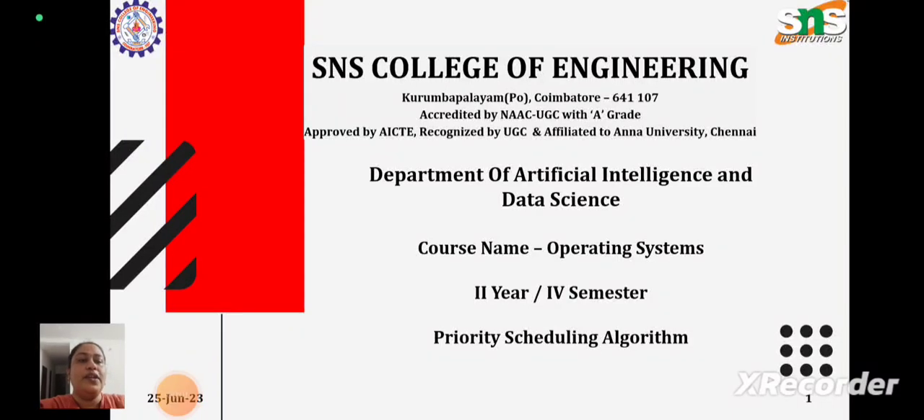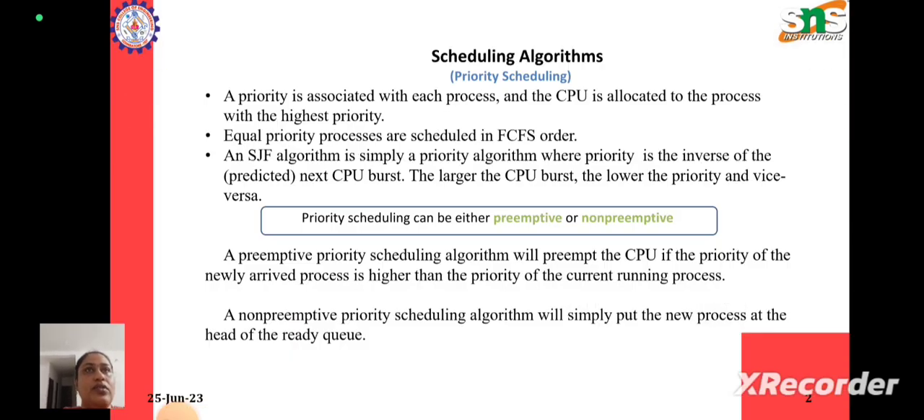In this lecture, we are going to discuss the next scheduling algorithm, which is the priority scheduling algorithm. Let us see how this priority scheduling algorithm works, and its advantages and disadvantages. This is a good algorithm, and we'll see the advantages, whether it has any disadvantages, and how they can be solved. So, let's get started.